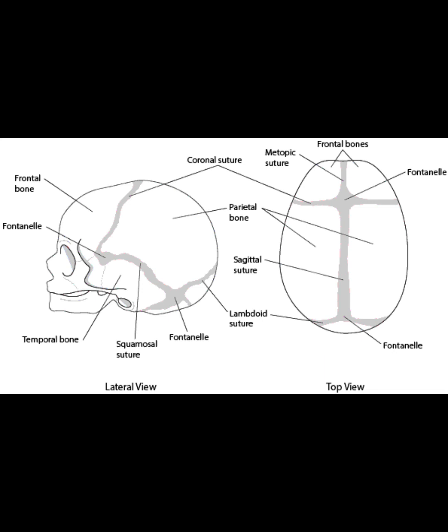On the top view, you can see the sagittal suture, which you can tell by the name sagittal. It cuts down the middle, which separates the left and right parietal bones. The last suture is connected to the sagittal suture, and it separates the occipital from the parietal bones. And lastly, there are fontanelles, which are spaces in between the bones that haven't fully formed yet.